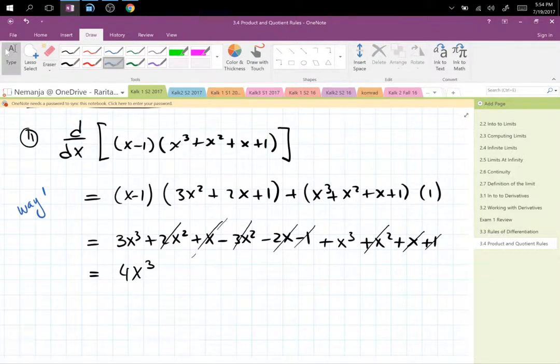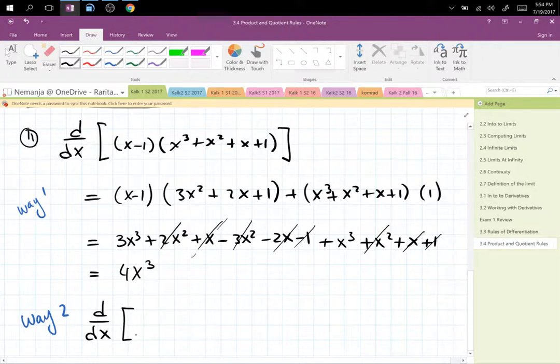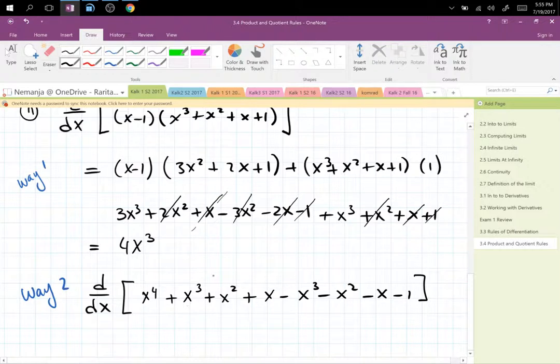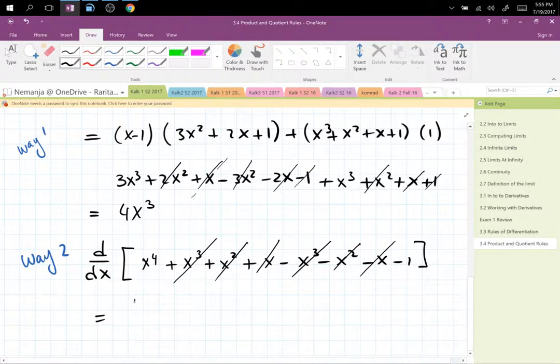Wow. Now, way 2, possible because this is something that we could FOIL using algebra before we start working on these problems. So we have x to the 4th plus x cubed plus x squared plus x minus x cubed minus x squared minus x minus 1. And all of these terms drop because they subtract to 0. And you have your derivative of x to the 4 minus 1, which is just 4x cubed.